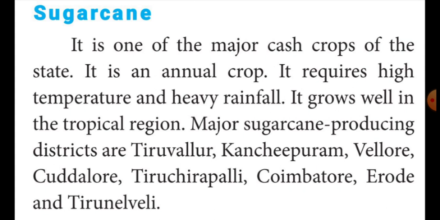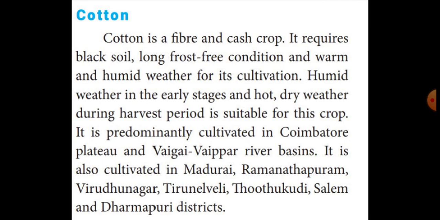Then the next important crop is cotton. It is a fiber and cash crop. Black soil is suitable for cultivating cotton. A hot, dry season and humid weather conditions are also needed to cultivate cotton. Madurai, Ramanathapuram, Coimbatore, Virudhunagar, Tirunelveli, Thoothukudi, Salem and Dharmapuri districts are suitable for cultivating cotton crops.